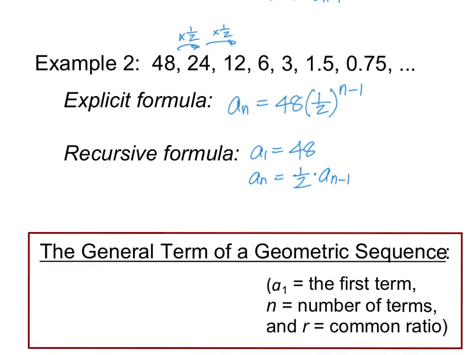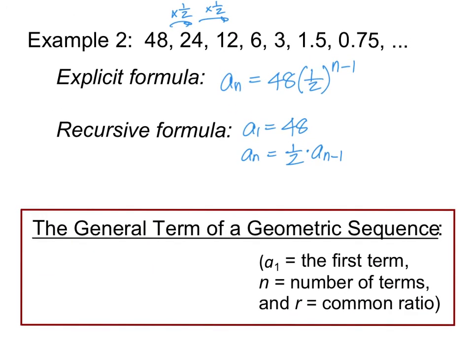So the general formula at the bottom of this page will be a sub n equals a sub 1, which is the first term, times r, the common ratio, raised to the n minus 1 power.